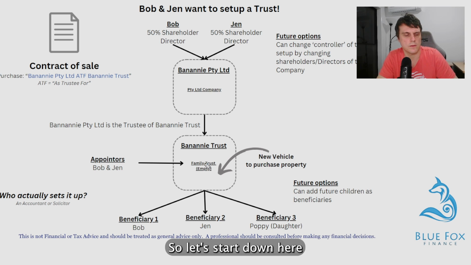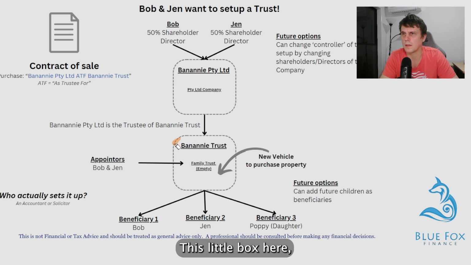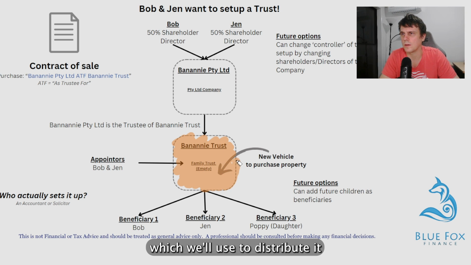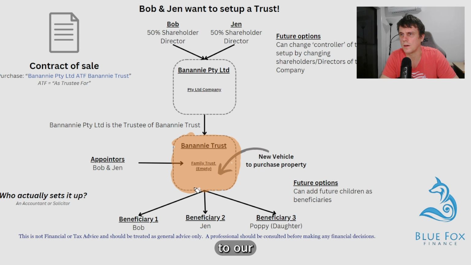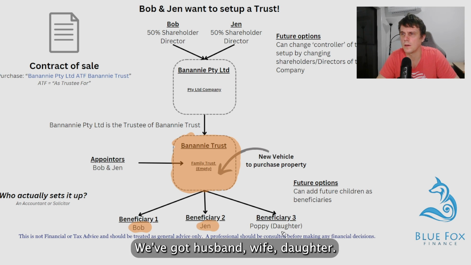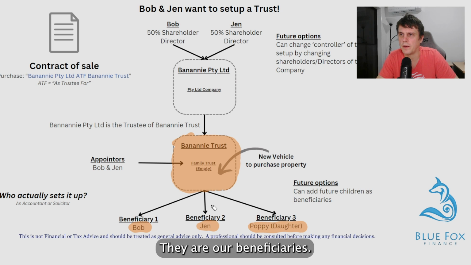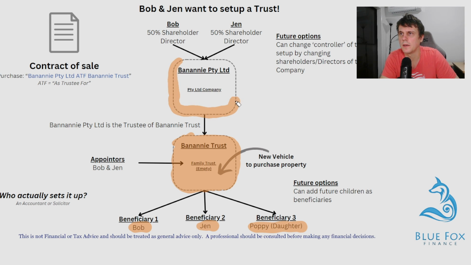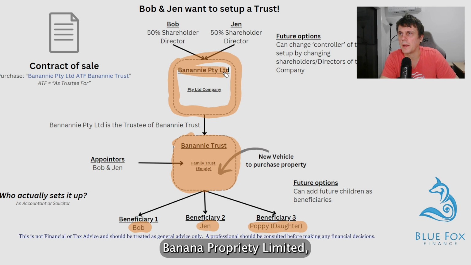So let's start down here at the trust level. This little box here, this represents our trust. Now this is a family trust, which we'll use to distribute at our discretion to our family members who are our beneficiaries. We've got husband, wife, daughter. They are our beneficiaries, and those are the ones that benefit from this trust. Then up the top, we have a corporate trustee. So we set up a company, and we'll call this company Benani Proprietary Limited, which is the trustee for Benani Trust. And it's a proprietary limited company.